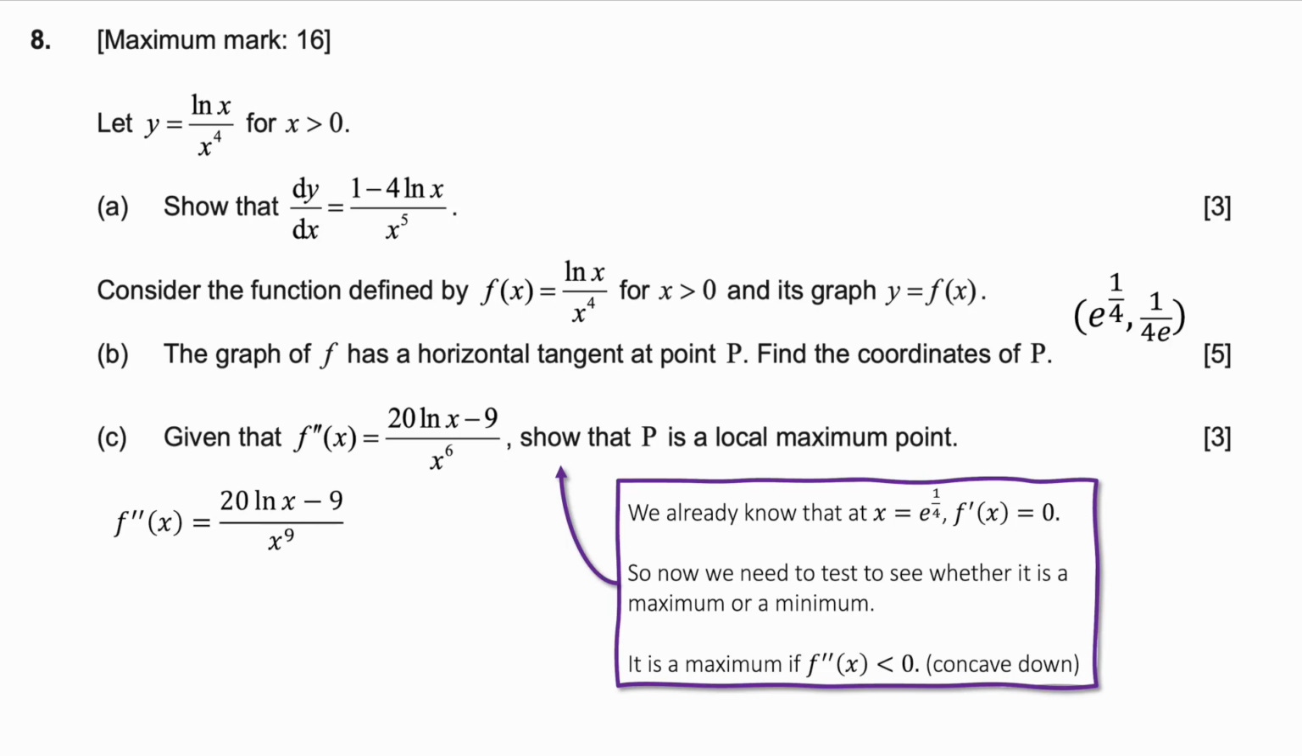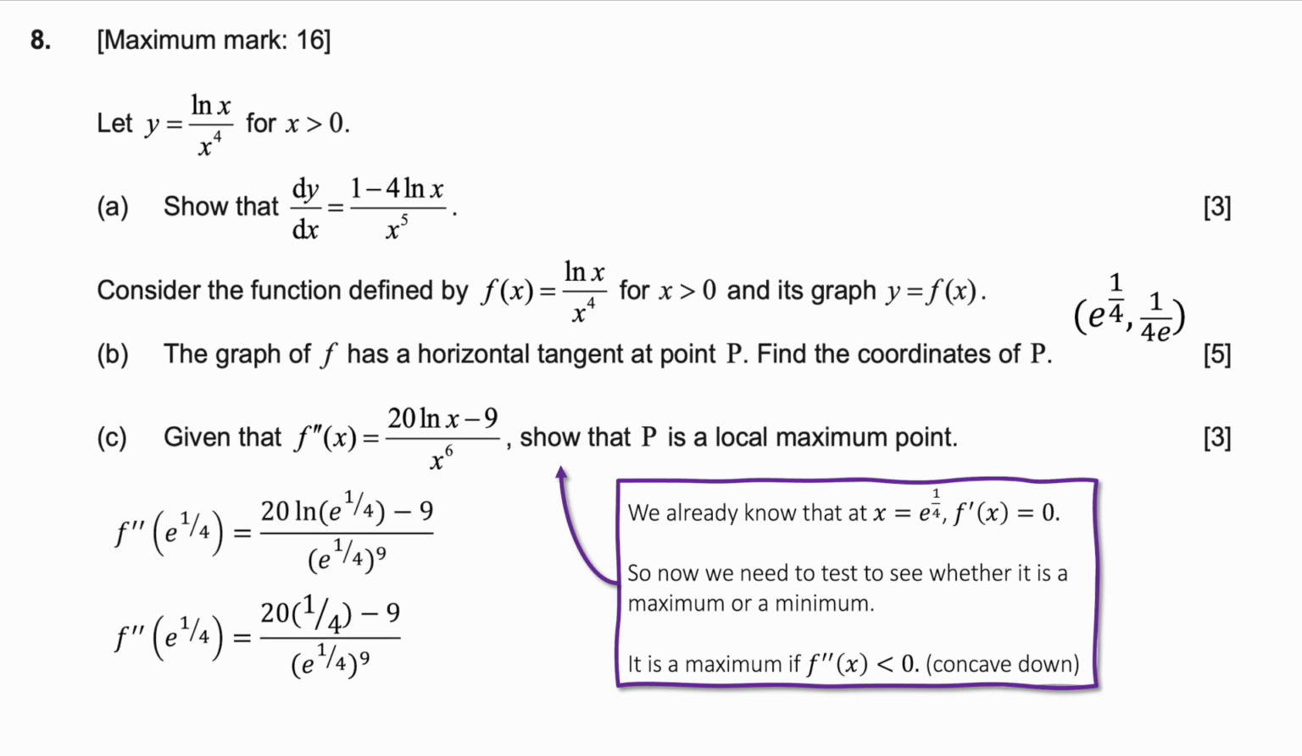Okay, so 20 ln of x minus 9 over x to the power 6, sorry. And we're going to substitute x equals e to the power a quarter into here. And when we substitute that in, it simplifies to be this: 20 times a quarter minus 9 over e to the power a quarter to the power 6.